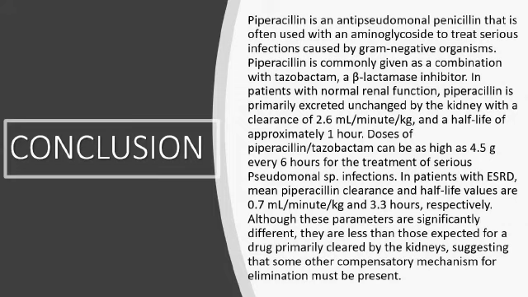Doses of piperacillin tazobactam can be as high as 4.5 gram every 6 hours for the treatment of serious pseudomonal species infections. In patients with ESRD, mean piperacillin clearance and half-life values are 0.7 ml per minute per kg and 3.3 hours respectively. Although these parameters are significantly different, they are less than those expected for a drug primarily cleared by the kidneys, suggesting that some other compensatory mechanism for elimination must be present.